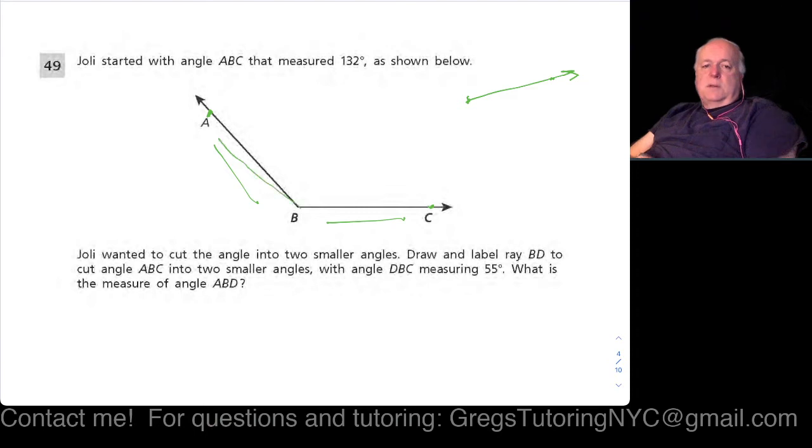Let me get rid of that for a second. So they are talking about this angle right here. This is angle A, B, C. And they're telling you that it's equal to 132 degrees, as shown.